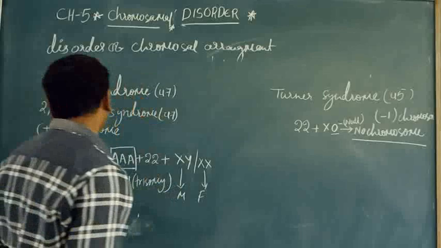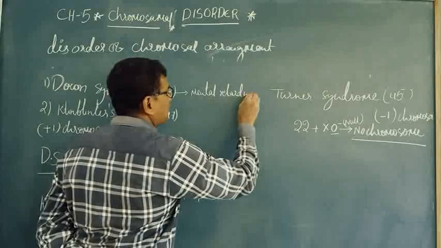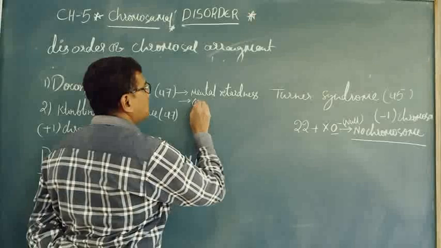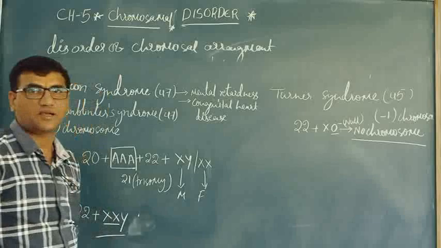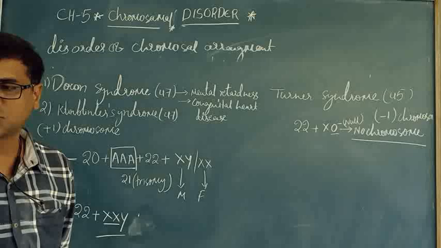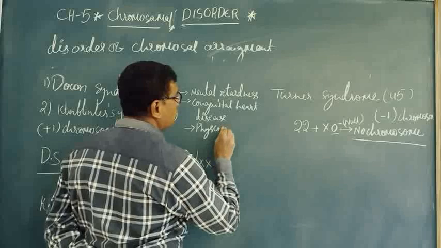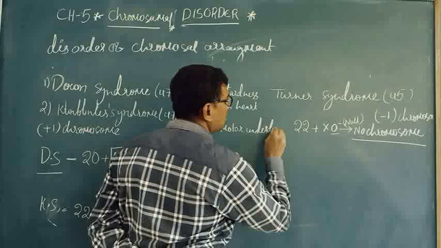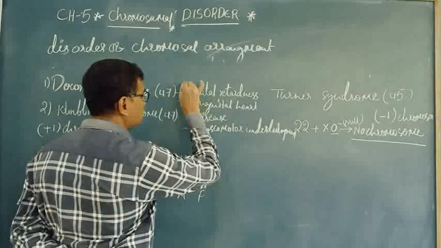In the case of Down syndrome, we see mental retardation, congenital heart disease. Congenital heart disease occurs because of an extra chromosome. And also psychomotor underdevelopment, meaning they may be generally mentally retarded, and they will have short stature. So in Down syndrome, these are the possibilities that can happen.